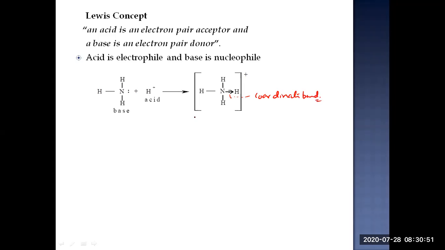So thus here, which is a base, the one which donates a lone pair? Ammonia donated. Which is an acid, the one which accepts a lone pair? H plus accepted. So acid.